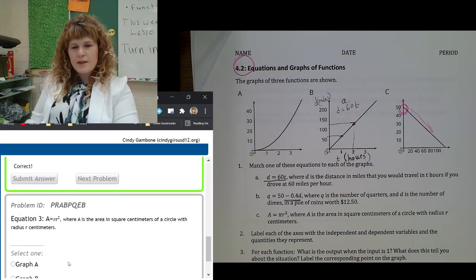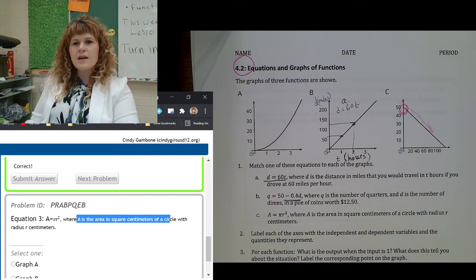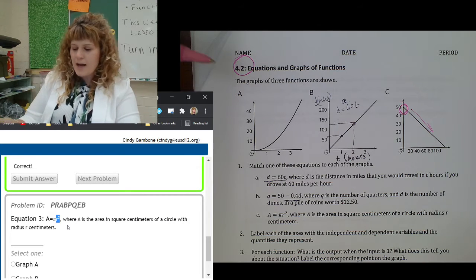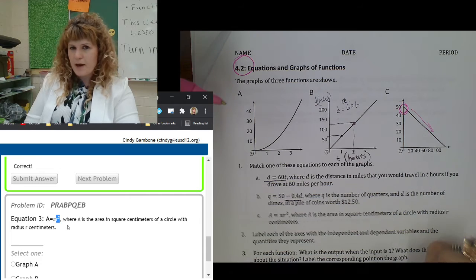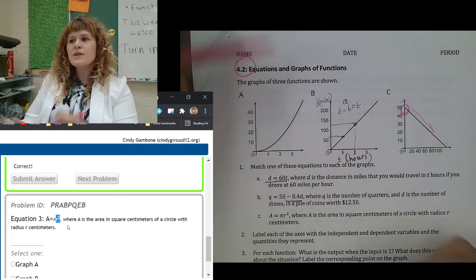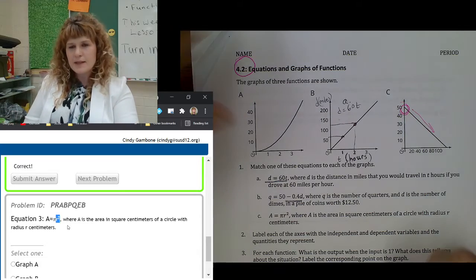One more to go. The next equation is area equals pi r squared, where A is the area in square centimeters of a circle with radius r centimeters. Well, there's only one graph remaining. By the way, in this equation, pi is a constant term. Pi doesn't change. But the radius, the variable, is to the power of 2. So it's going to get larger and larger very rapidly.